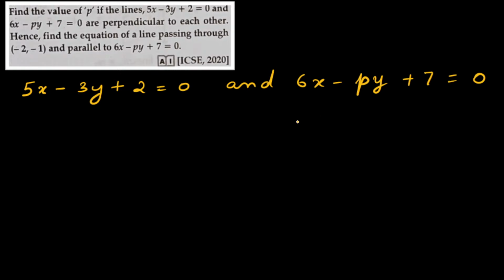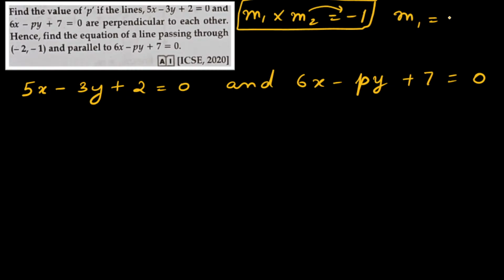Whenever perpendicular lines come to your mind, you should know that the product of their slopes will be equal to minus 1. If two lines are perpendicular to each other, that means the product of their slopes is equal to minus 1, or also, if you shift m2 to the other side, you can write m1 is equal to minus 1 by m2. So this relation you have to remember whenever two lines are perpendicular. So the relation of slope should come to your mind. Here these two lines are perpendicular and we have to find the value of p.